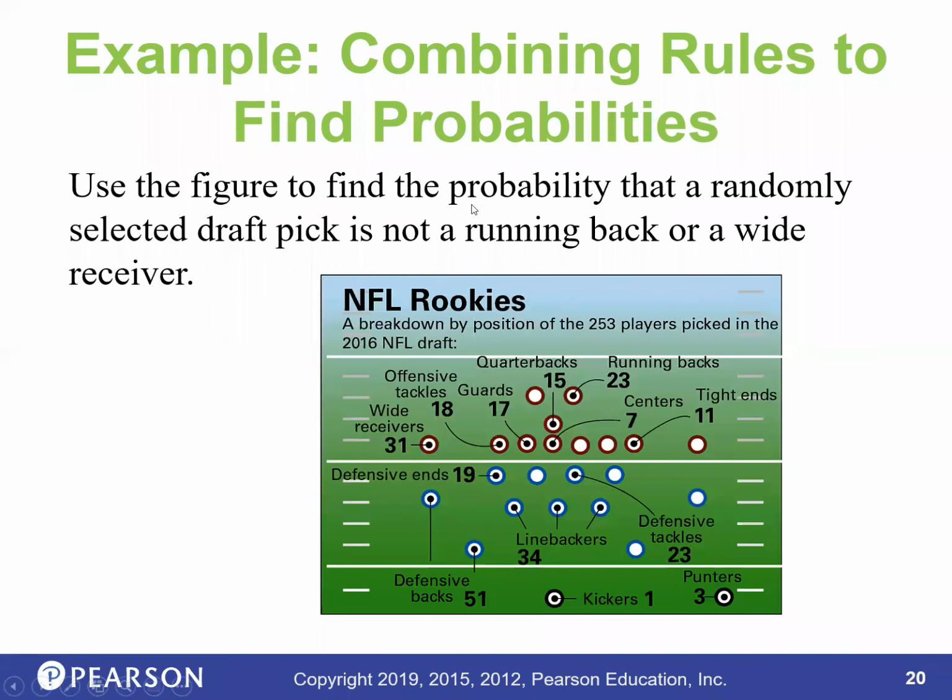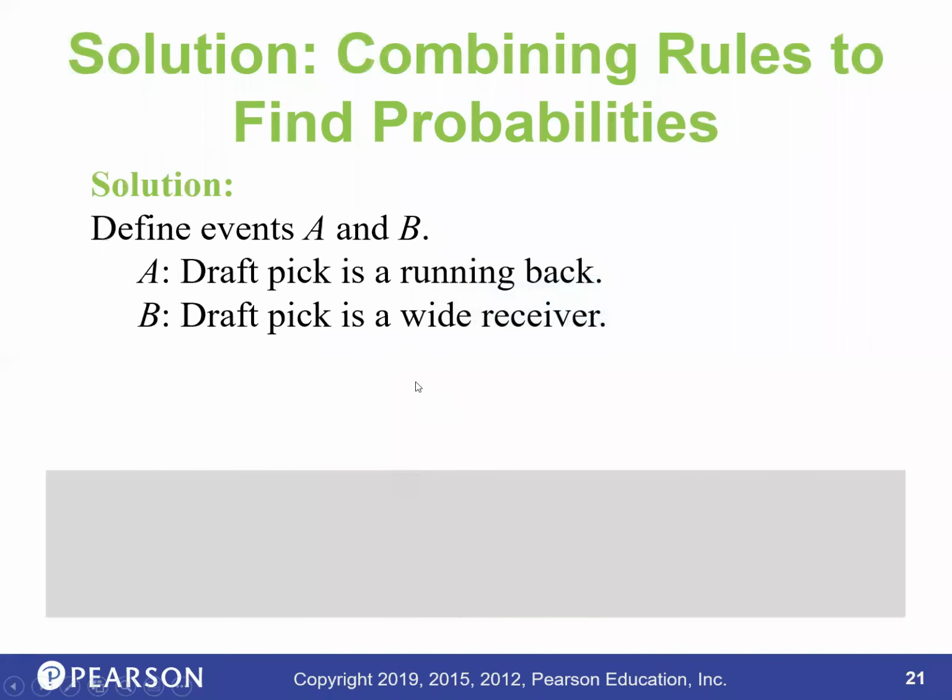Let's go back here. Okay, find the probability that a randomly selected draft pick is not a running back or a wide receiver. That's kind of like the "not" thing. Let's go running backs. Running backs are 23. Wide receivers? 31. Let's talk about this probability stuff.